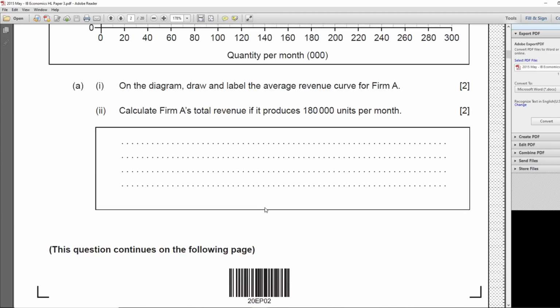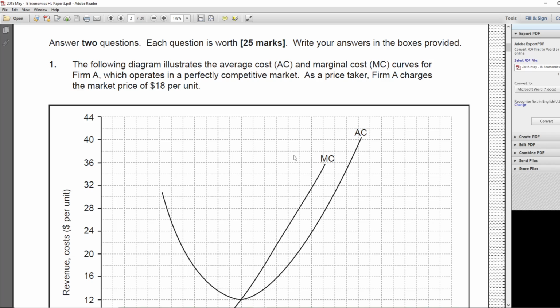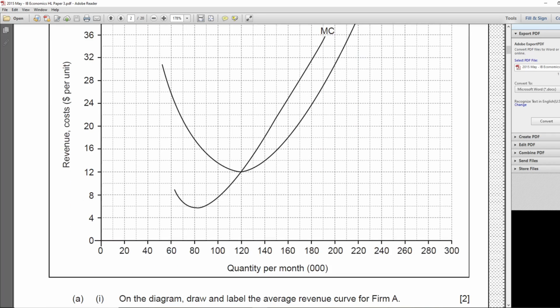Now I think you will understand more about the difficulty of paper 3. So this is paper 3. As long as you know the concepts, then you'll be able to answer the questions just fine.